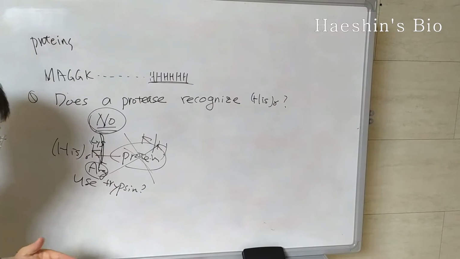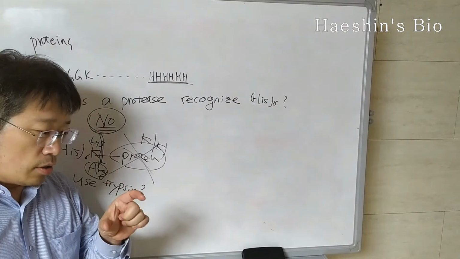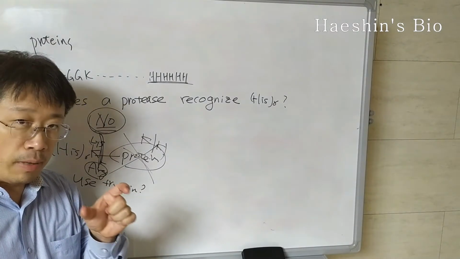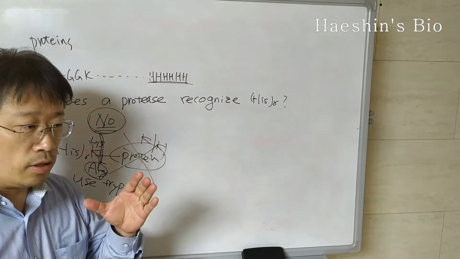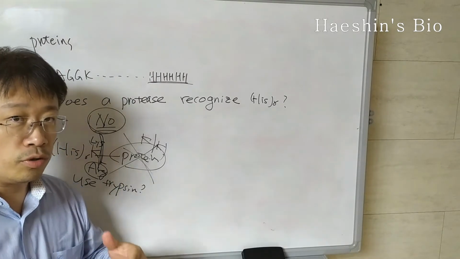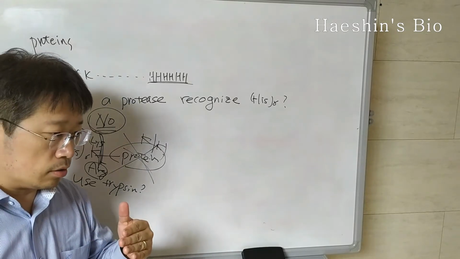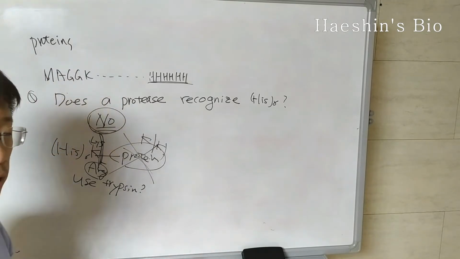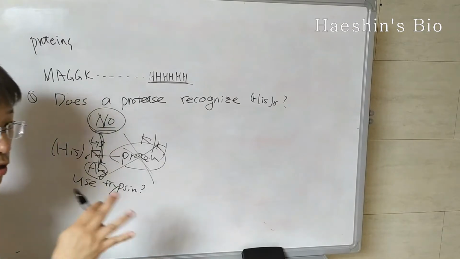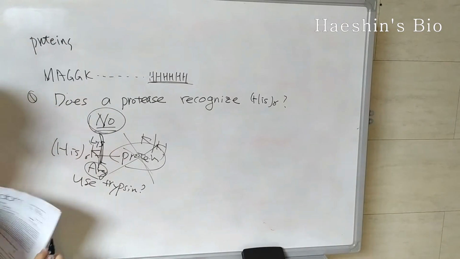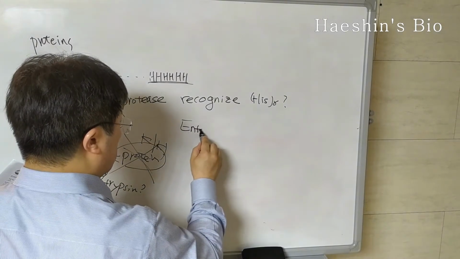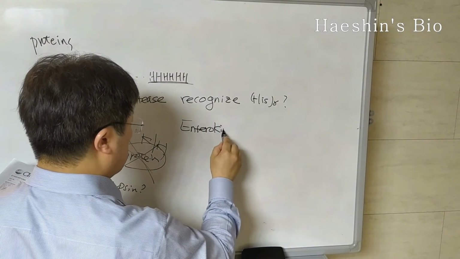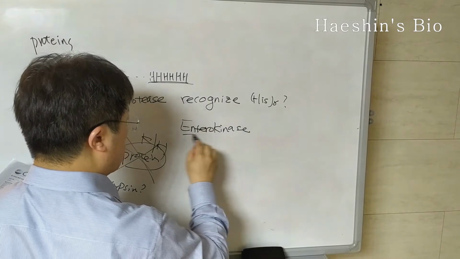So the enzyme has to recognize a very unique peptide sequence. The peptide sequence has to be long enough not to be recognized by other enzymes. So it has to be unique and very specific. So I will introduce a very specialized enzyme, which is called enterokinase.